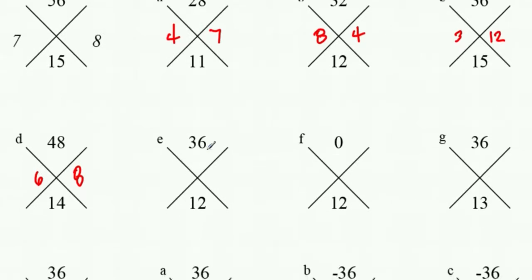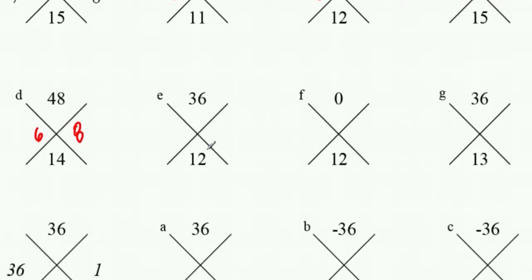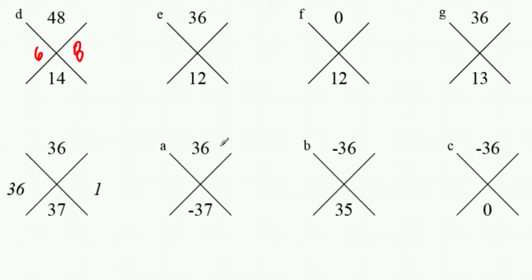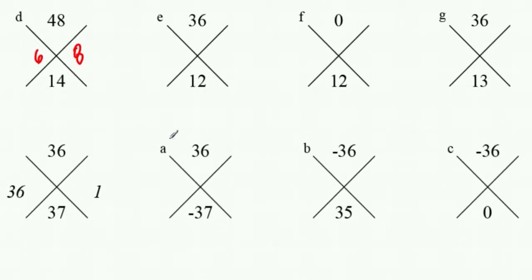Probably the only reason it's taking a little bit of time for me is because I'm doing it as I see it. I don't have the answers in front of me, so bear with me here. So I have 36 here. What are the factors of 36 that will give you a sum of 12? It's 8 and 4... no, that's not 8 and 4. It's 6 and 6, because 6 times 6 is 36, and 6 plus 6 is 12.